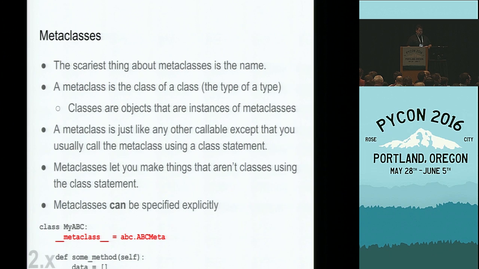But in Python 2, you just set as an attribute __metaclass__ to the metaclass you want to use. And that will make the class myABC not a class, but an instance of that metaclass. There's also an alternative syntax in Python 2 that wasn't very widely adopted. The idea was I want to change it for my whole module. And so you can actually set module level __metaclass__, and all your classes will be instances of that metaclass.